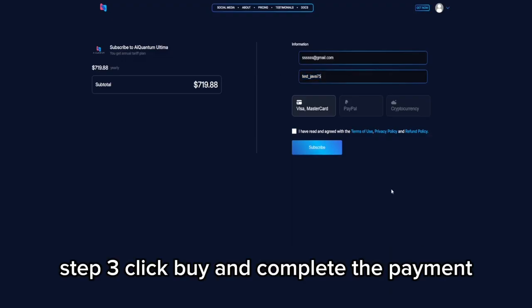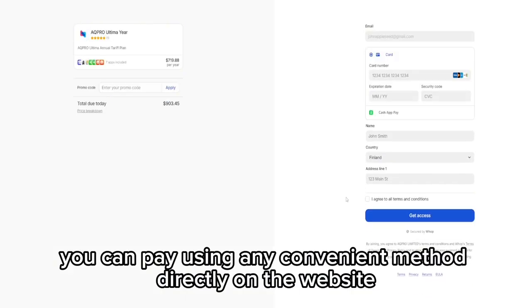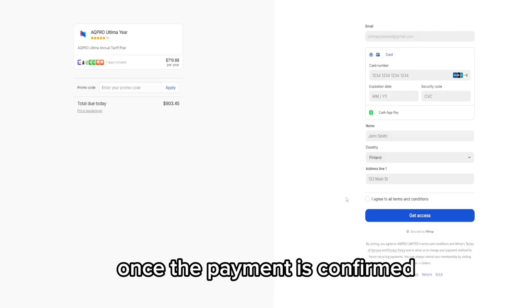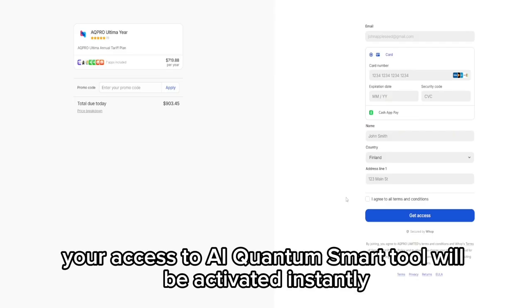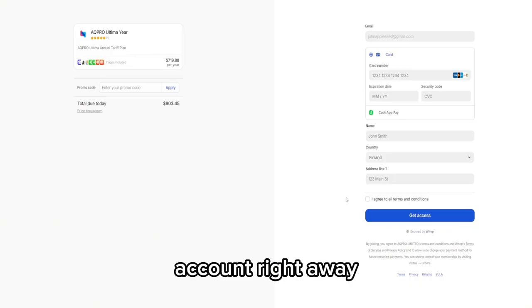Step 3. Click Buy and complete the payment. You can pay using any convenient method directly on the website. Once the payment is confirmed, your access to AI Quantum Smart Tool will be activated instantly. You'll be able to start using it in your TradingView account right away.